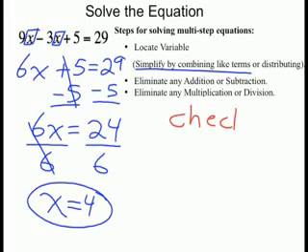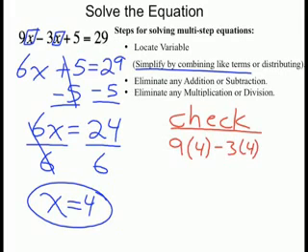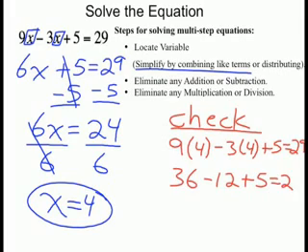Now we must check our solution. We're going to take 4 and substitute it into the original equation for x. So we have 9 times 4 minus 3 times 4 plus 5 equals 29. 9 times 4 is 36. 3 times 4 is 12, plus 5 equals 29.